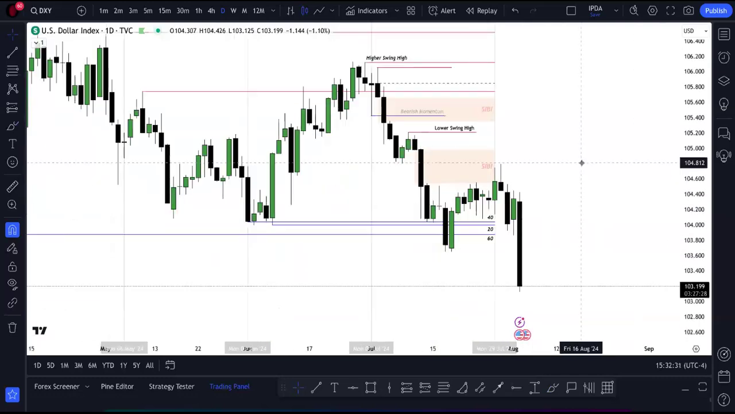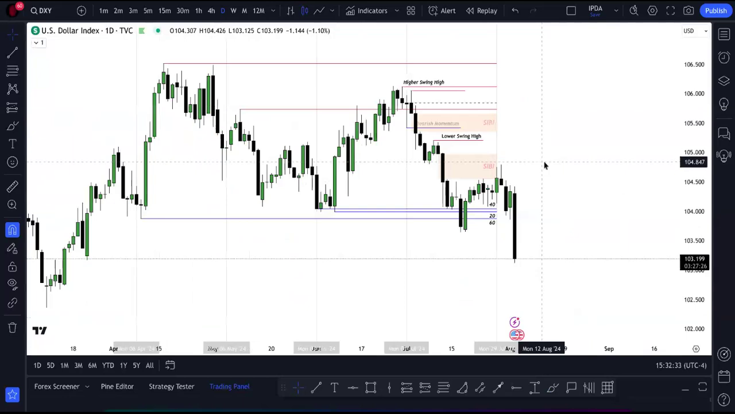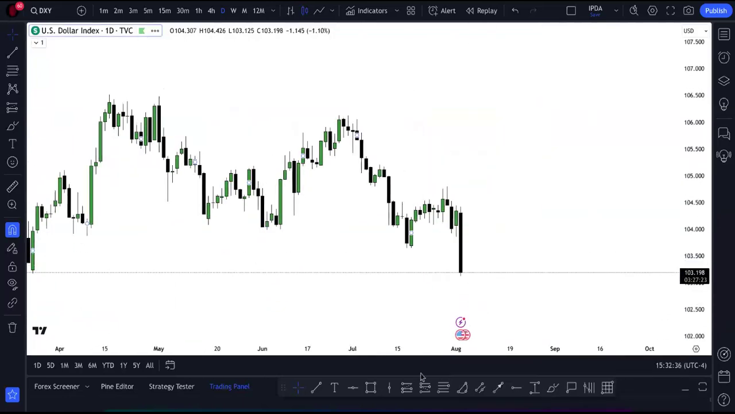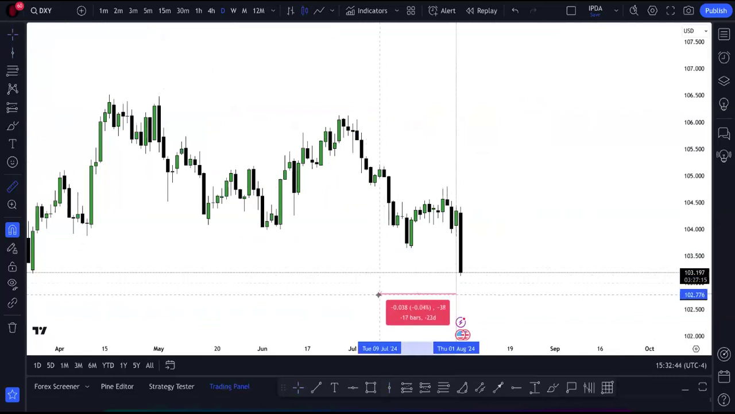So we would do the same thing now. We would reset the IPTA levels. And we'll do it real quick here for August. I like to reset it every month, so I have more up-to-date liquidity pools.